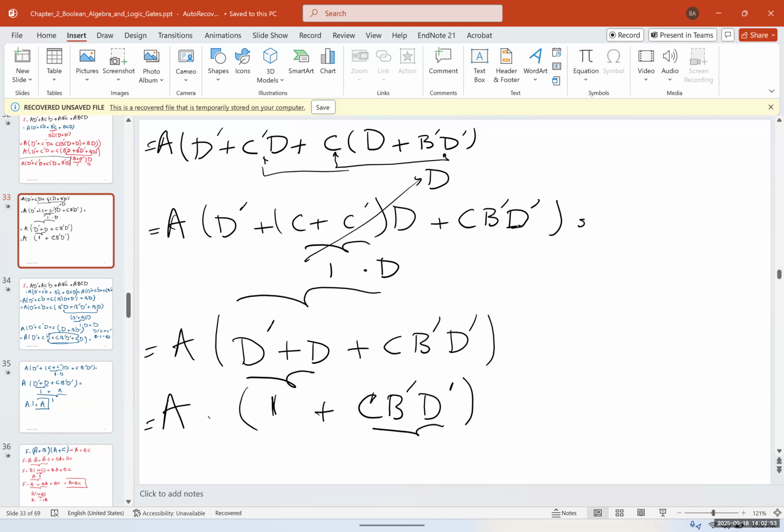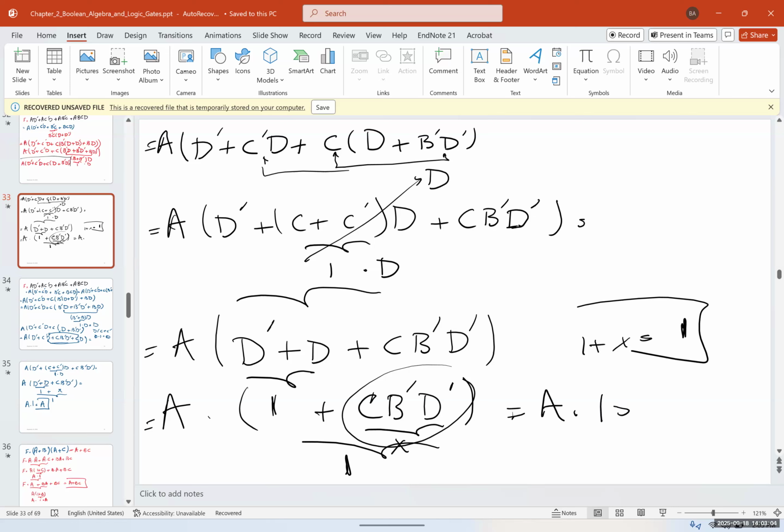Now imagine if this is X, 1 plus X is equal to what? 1. So we don't care about this. This would be 1, and therefore A times 1 gives us A.